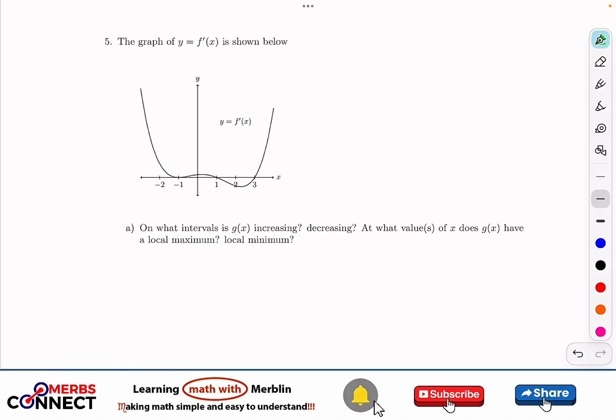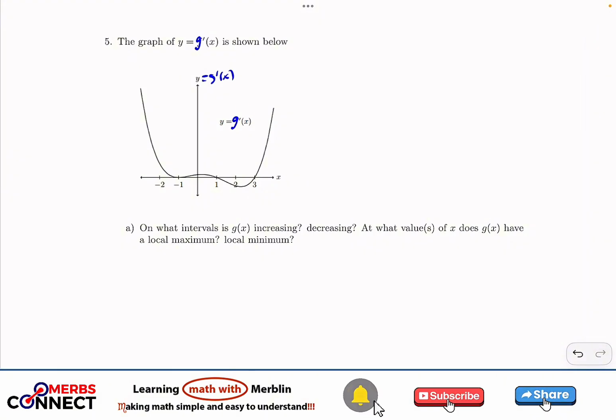Now question 5, don't forget, I think the function here should be g of x. So we have the g of x graph, right? And don't forget, this y here is the same as g prime of x, as we have indicated here.